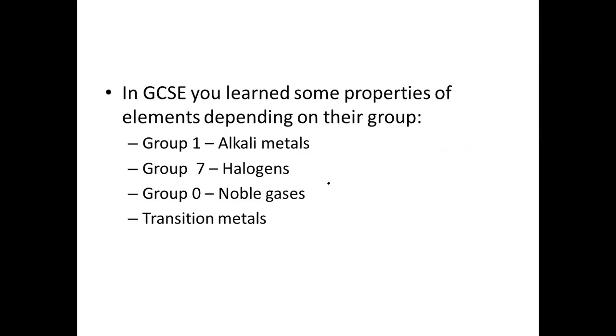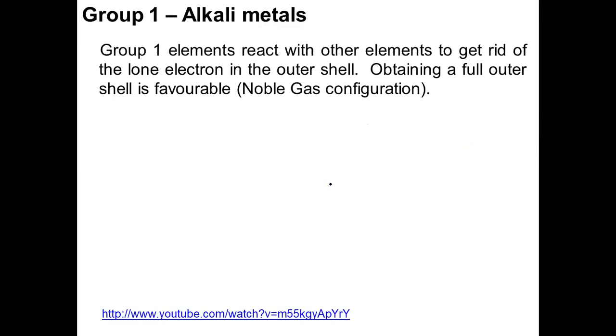Right, so in GCSEs you learned some properties of elements depending on their group: group 1 alkali metals, group 7 halogens, group 0 noble gases, and transition metals. You still need to know those. I'm going to very quickly revise them. If you can be bothered, you can type in the YouTube video. This is the video of some of the reactivity of less common alkali metals.